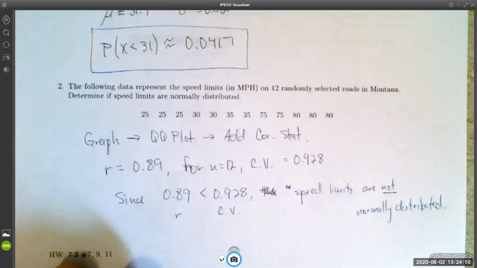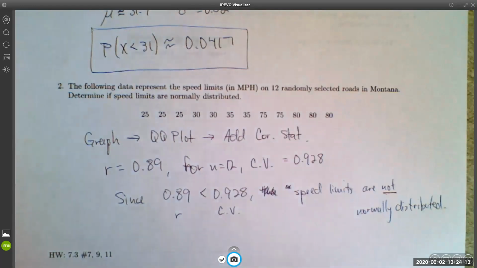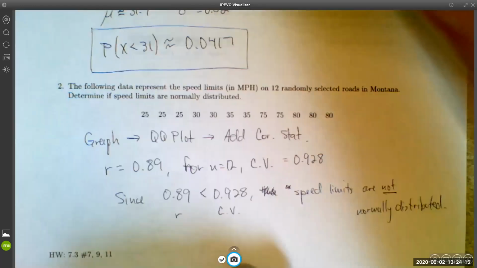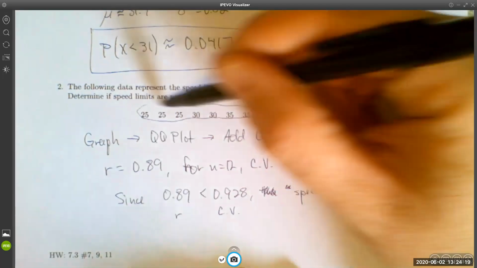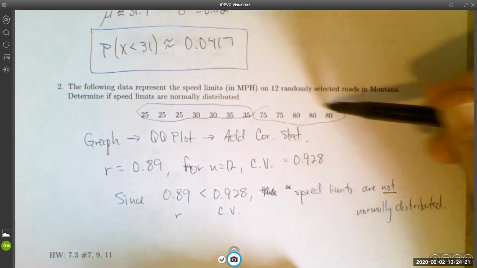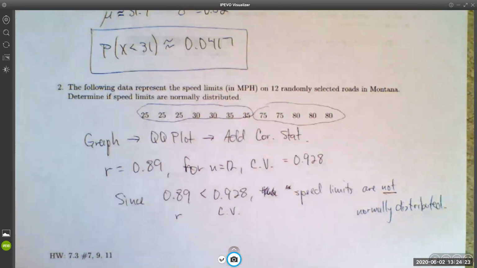Okay. And that makes sense. That makes total sense, right? Because again, you have a bunch of in-city speed limits, and then you have a bunch of highway speed limits. So there's two groups. They're kind of bimodal. They're not normally distributed. Okay, so that's that one.